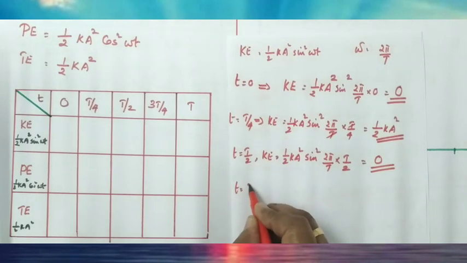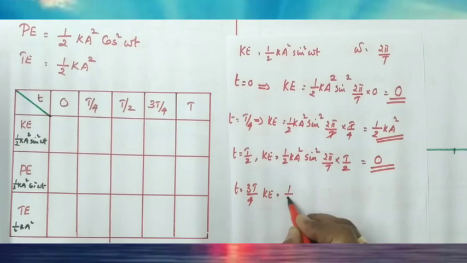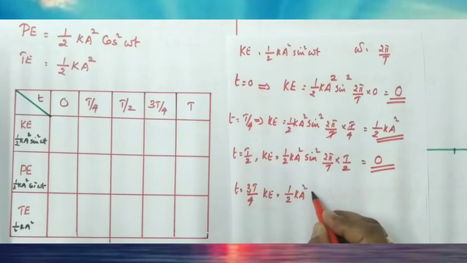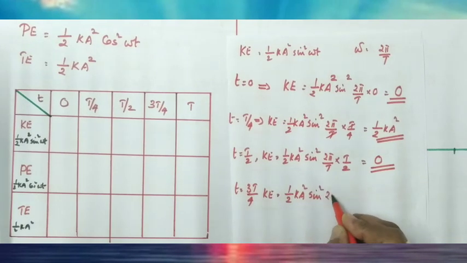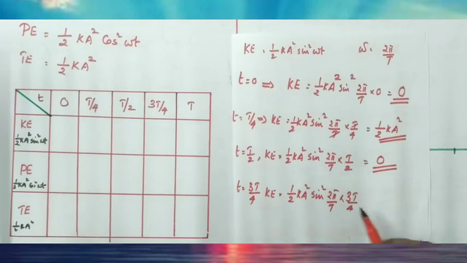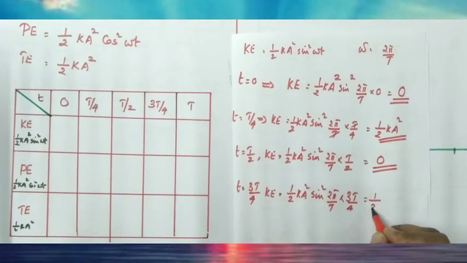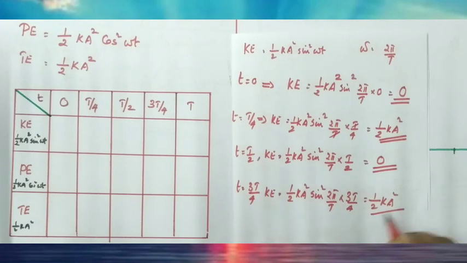Now t becomes 3T divided by 4. Kinetic energy is half k a square sine square 2 pi by T into 3T divided by 4. So here it is sine square 3 pi by 2. Sine 3 pi by 2 is minus 1, square 1. So the answer is half k a square.